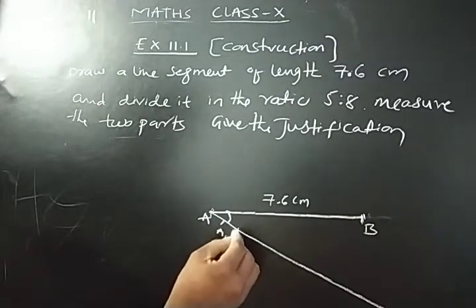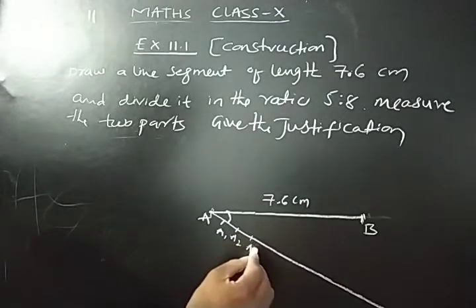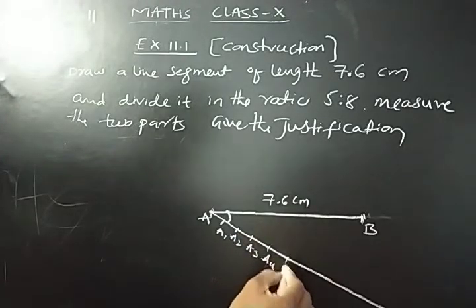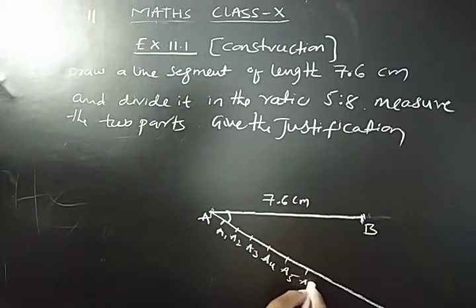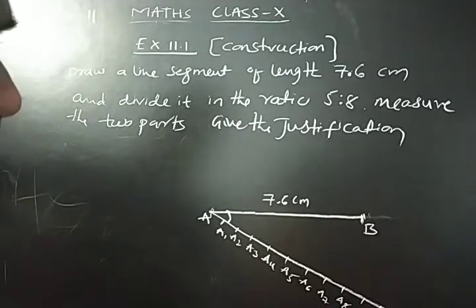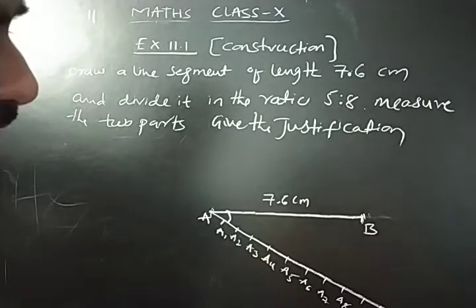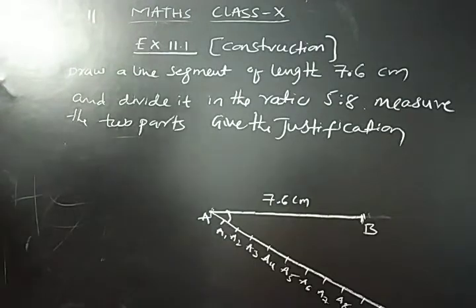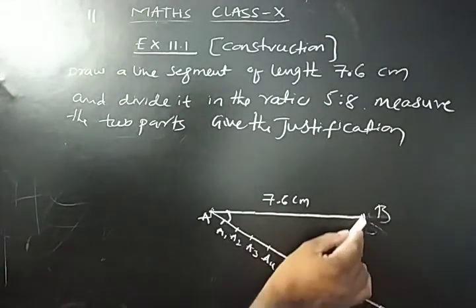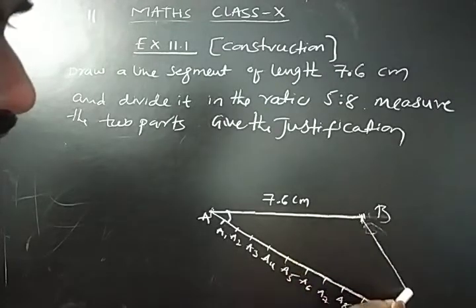First point A1, A2, A3, A4, A5, A6, A7, A8, A9, A10, A11, A12, A13. So I located 13 points on the ray AX. After locating 13 points on AX, we have to join the last point with B. So this is B, no? Last point with B.